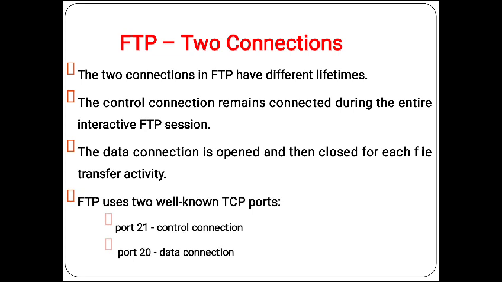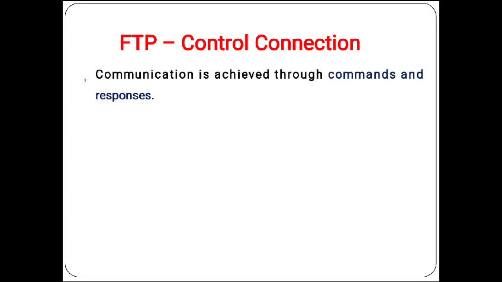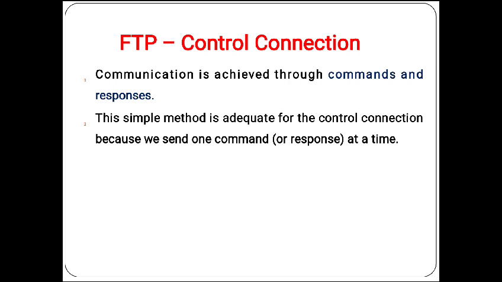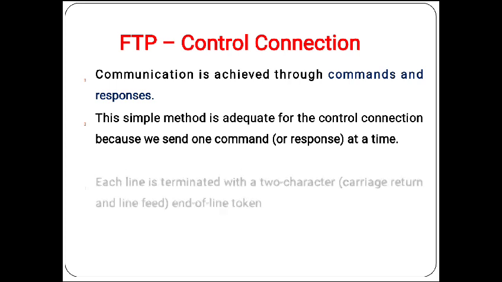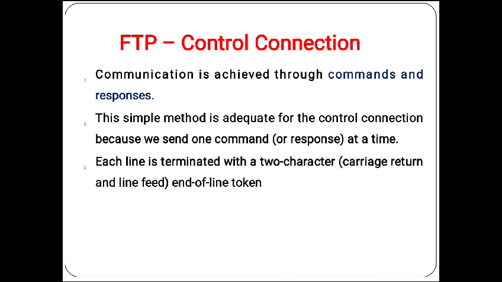FTP uses two well-known TCP ports. Port 21 is used for control connection. Port 20 is used for data connection. Control connection. Communication is achieved through commands and responses. This simple method is adequate for the control connection because we send one command or response at a time. Each line is terminated with a 2-character carriage return and line feed end of line token.